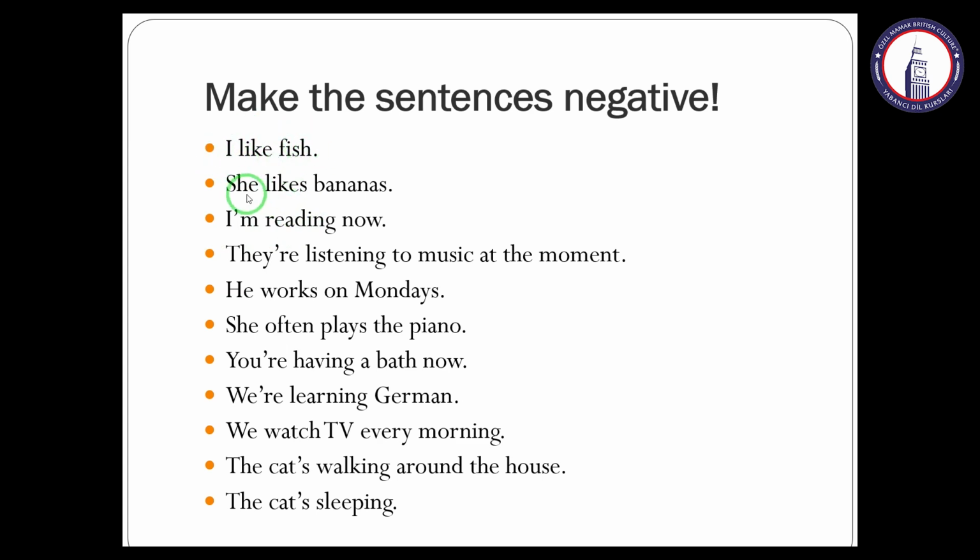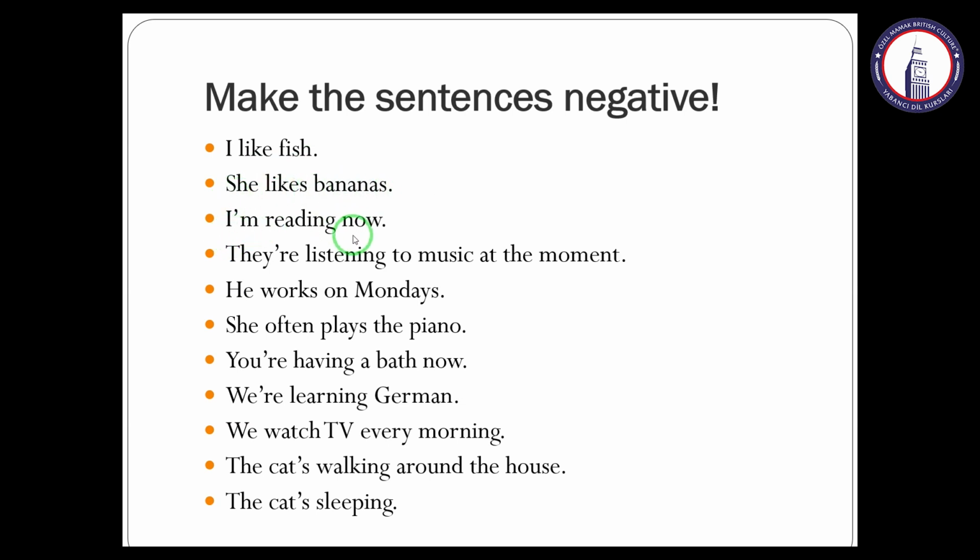Here, this is she, and it is a third person. So there is a likes here, and this s shows it is a simple present. There is no am, is, are, there is no ing, so for making a negative we need doesn't here. She doesn't like, not she doesn't likes. While we add doesn't to the sentence, doesn't shows the third person itself. So doesn't is enough. We delete this s and it will be she doesn't like bananas.